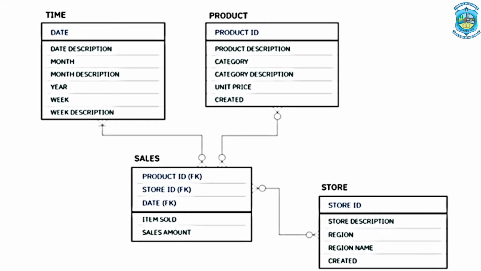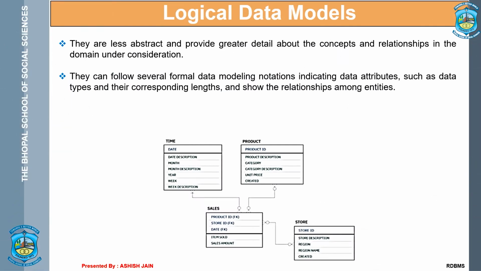Similarly, we have attributes for store and sales as well. So this gives you a more detailed view. This is called a logical data model. They follow several formal data modeling notations indicating various data attributes such as data types and their corresponding length, that means the size of the data we are requiring, and also they show the relationship among entities.